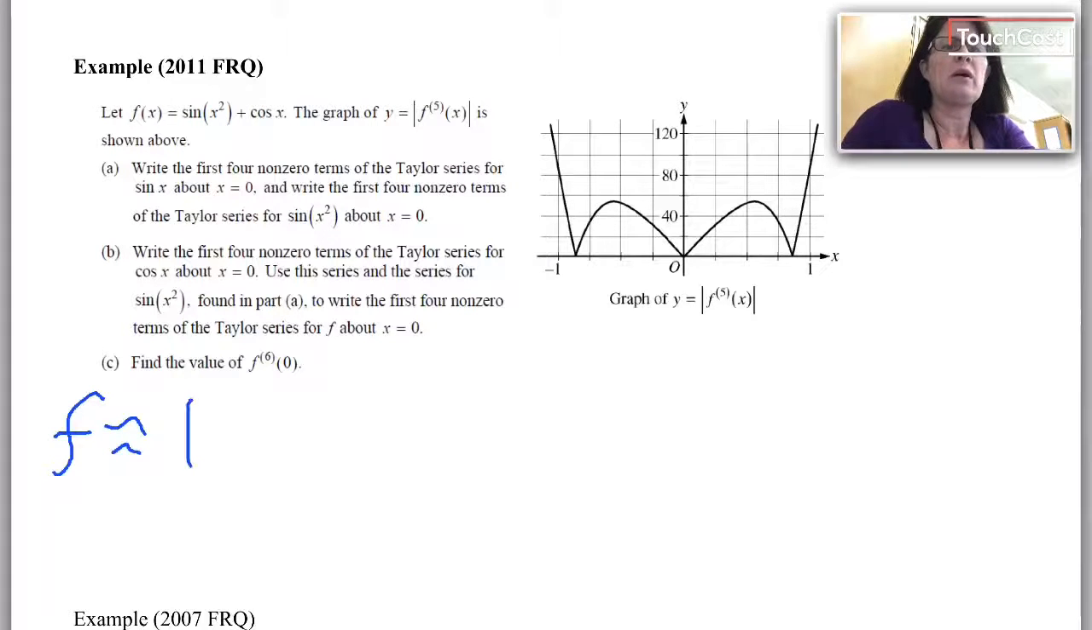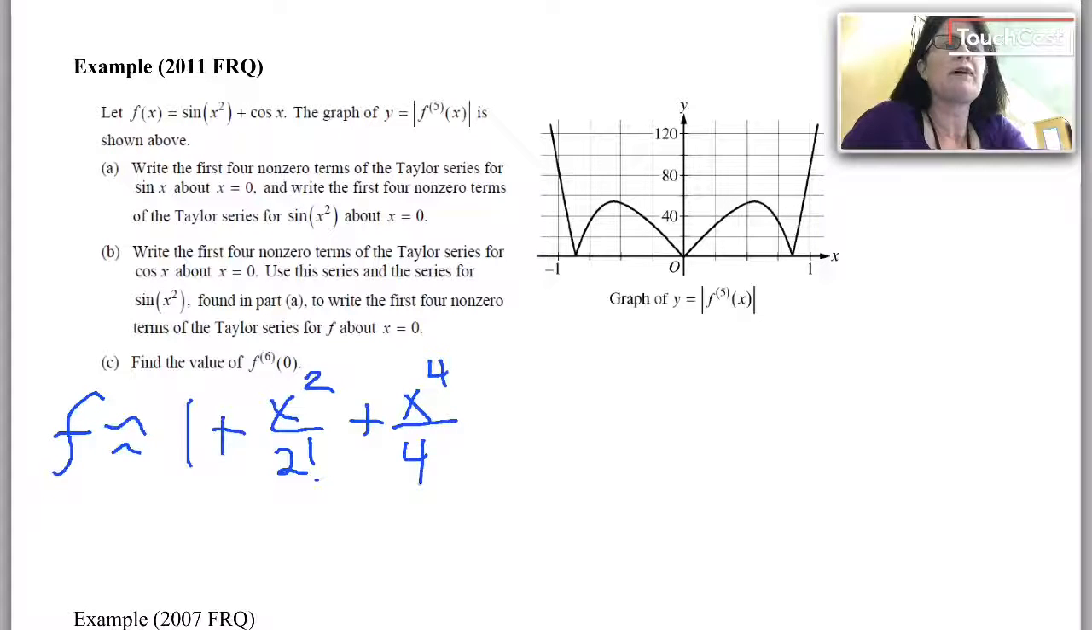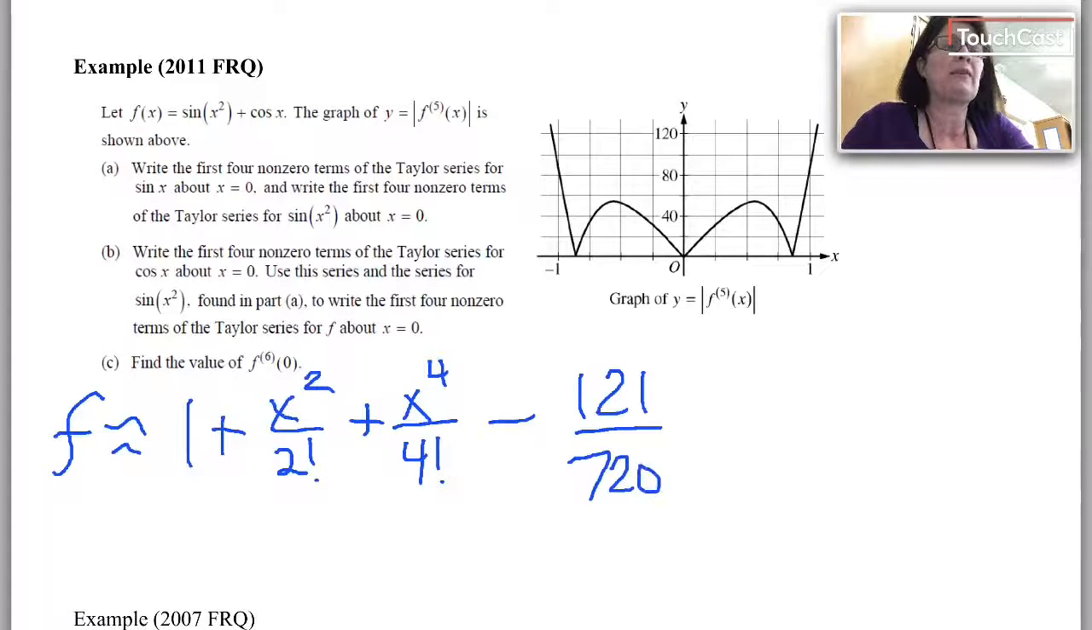But this is going to be 1 plus x squared over 2 factorial, I'm copying it from the board, plus x to the 4th over 4 factorial. And then we had to get a common denominator. Remember, we're combining two terms that had an x to the 6th. And we got minus 121 720ths x to the 6th.